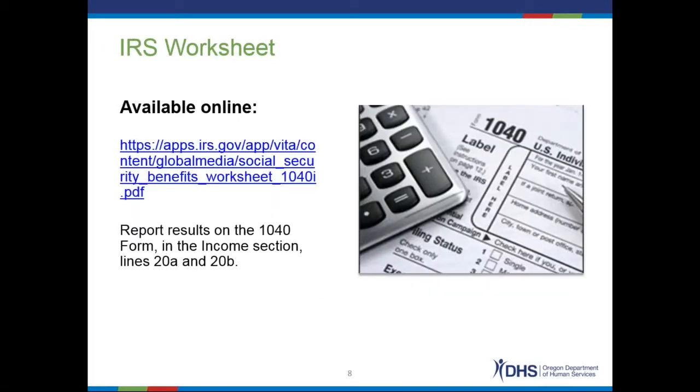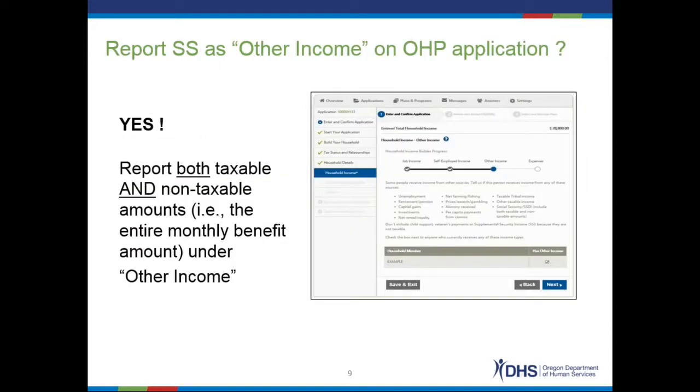So, fortunately, there is an IRS worksheet that's available online if your client really wants to know what percentage of their benefits is going to be taxable. And the report results from this worksheet on the 1040 form in the income section, lines 20A and 20B. Fortunately, you don't really need to do anything with that. You're going to report Social Security, either retirement benefits or survivor benefits, as other income on the OHP application. So the answer is yes.